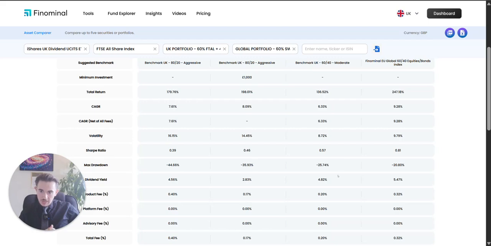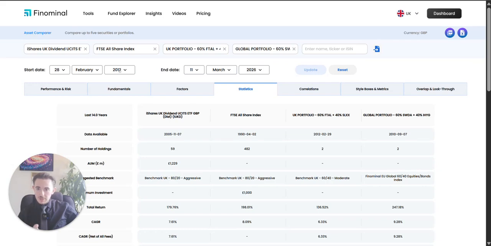If we look at dividend yields, we've actually got a slightly higher dividend yield at 4.82% versus the IUKD at 4.56%, and this has also been at a significantly less max drawdown at -25.74% versus IUKD at -44.66%. And we can look at Sharpe ratios, the data's all in front of us, 0.57 versus the Sharpe of 0.39 for IUKD.